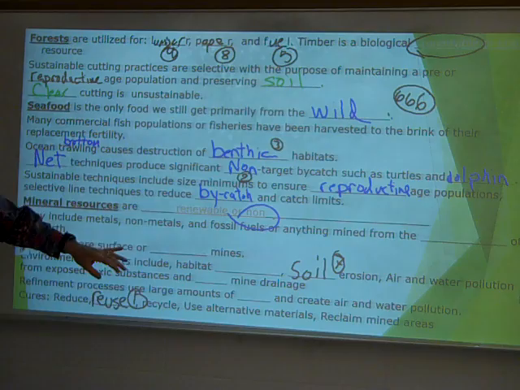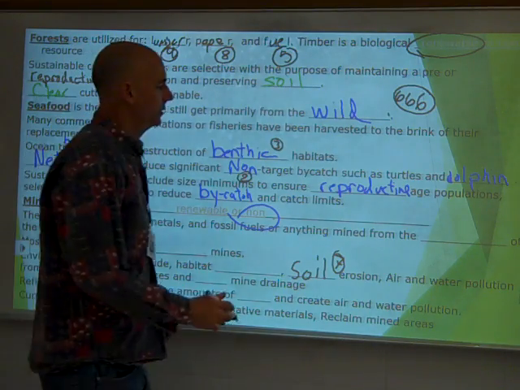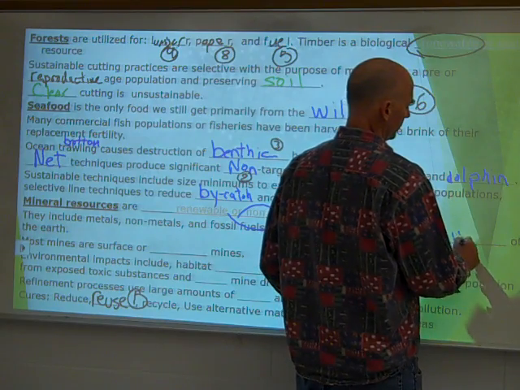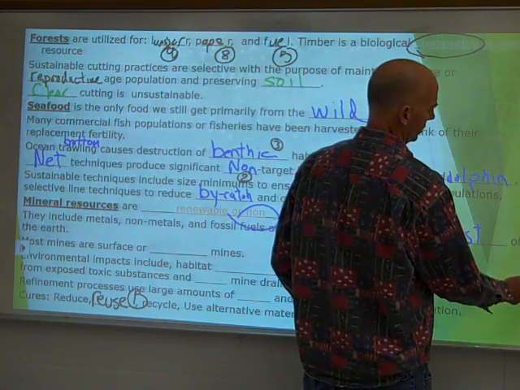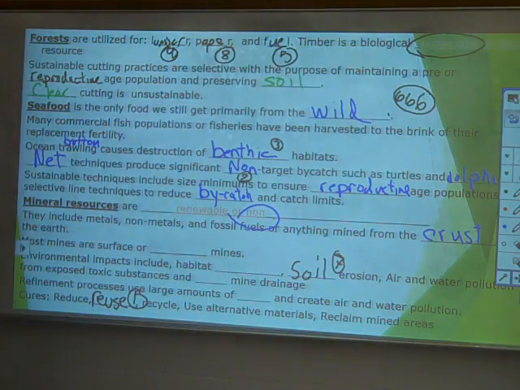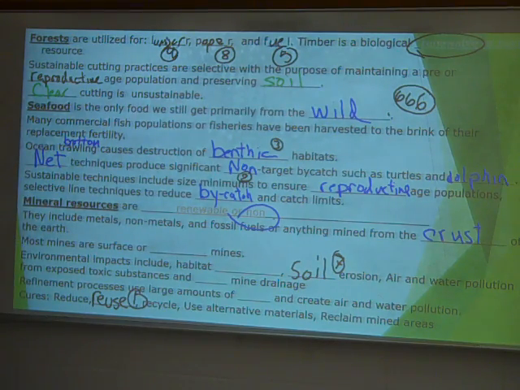Basically, anything you're getting from the crust of the earth is considered a mineral resource. You do have to get down beneath the soil. Soil is a renewable resource, but stuff from underneath that, your metals, non-metals, fossil fuels, etc., anything you dig out of the ground basically is a mineral resource.